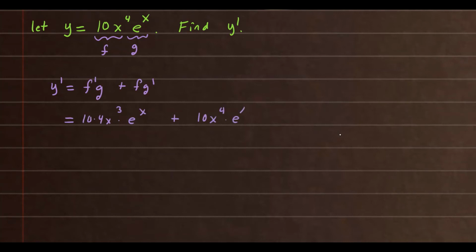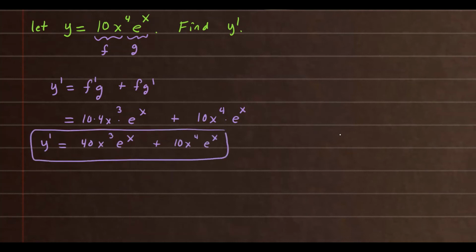Derivative of e to the x is e to the x. And by clearing things up, y prime is equal to 40x cubed e to the x plus 10x to the fourth e to the x. So that would be our y prime for this function. And you can factor things out, make it look different, but the calculus part is completed.